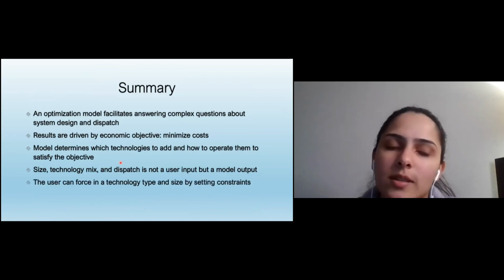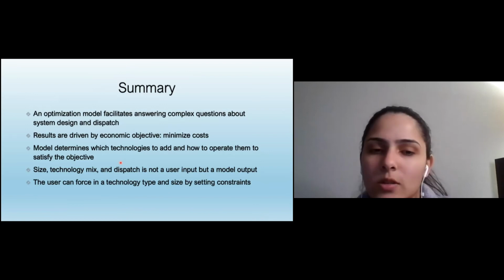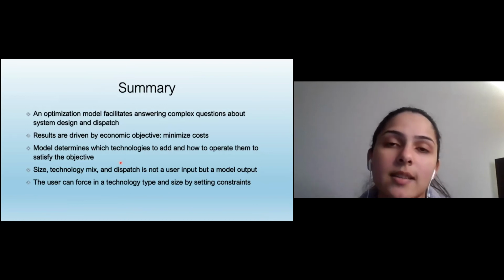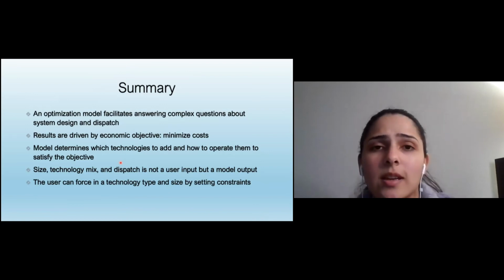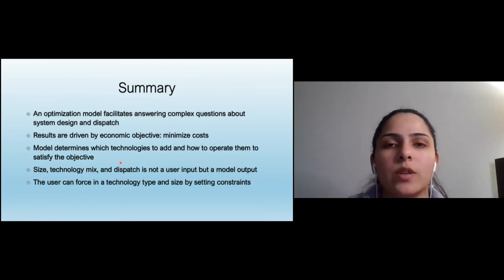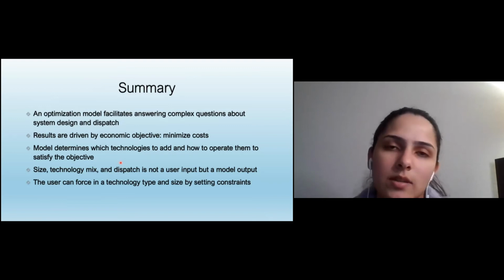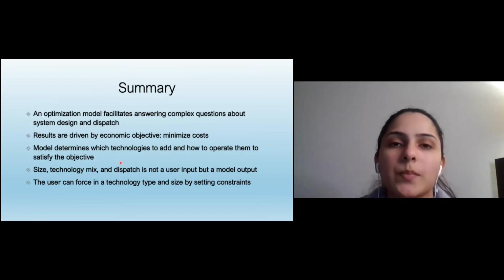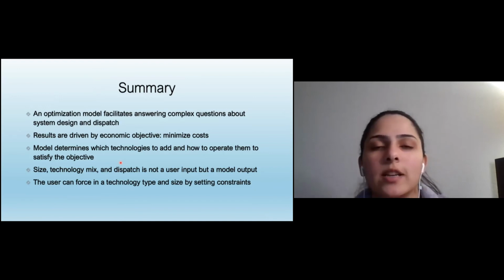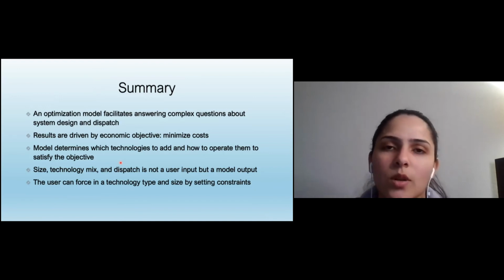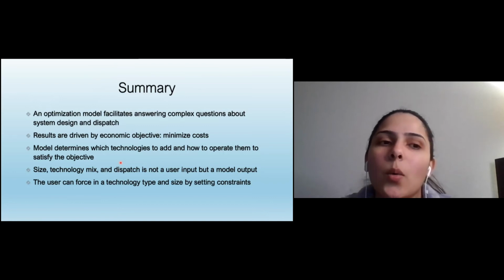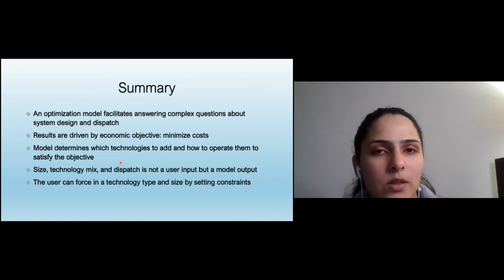The user is able to force in a technology type if they want it by setting constraints. So there are constraints in there which could be, I want a minimum of 50 kilowatts of PV to be designed in the system which is being recommended. And the REopt model takes care of that constraint while finding the optimal solution of the problem. So I think this was one such application of optimization in energy systems.